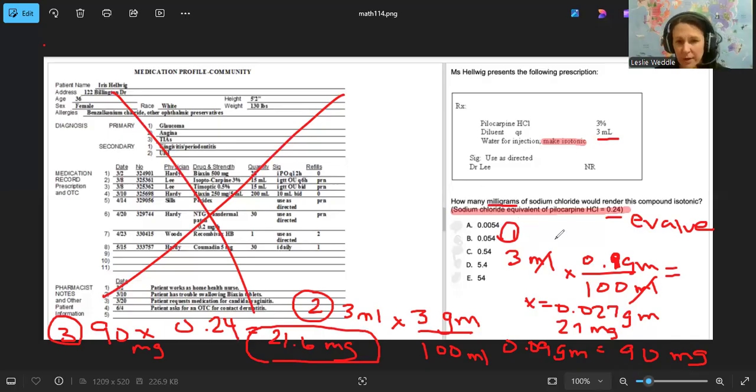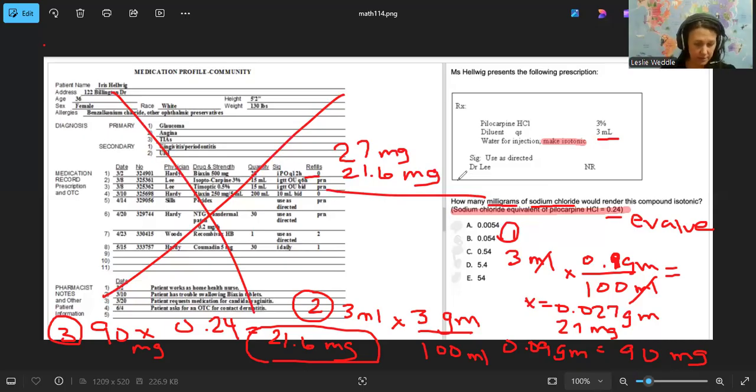So let's go back to our question. How many milligrams of sodium chloride would render this compound isotonic? It would have been 27, but not anymore. Now we have 21.6 to account for with the pilocarpine ingredient. So we're just going to subtract 27 minus 21.6, which is 5.4 milligrams of sodium chloride remaining to be fulfilled.